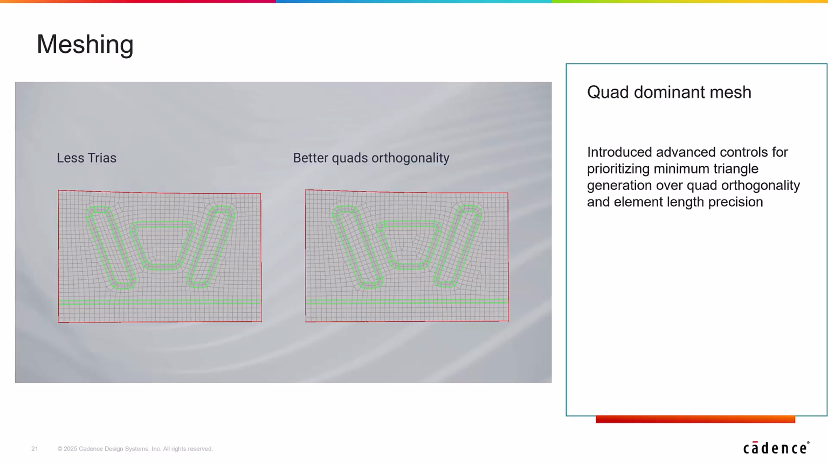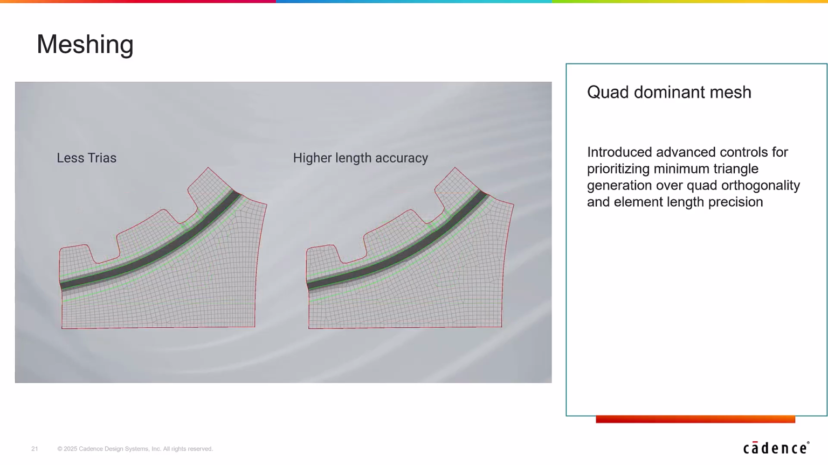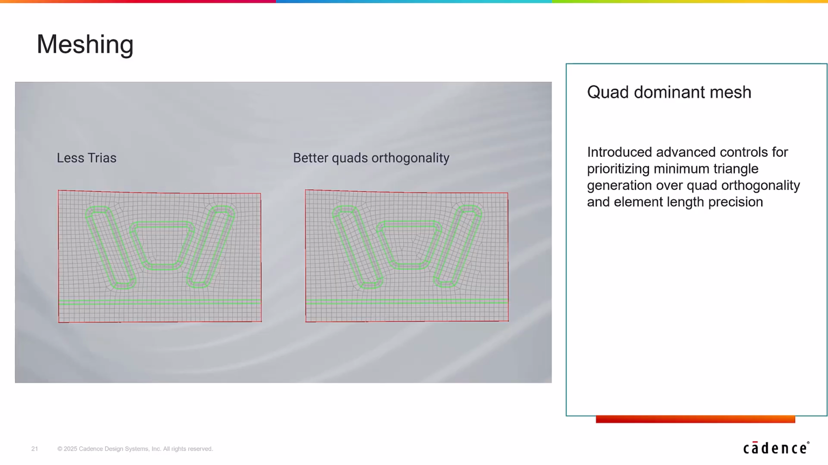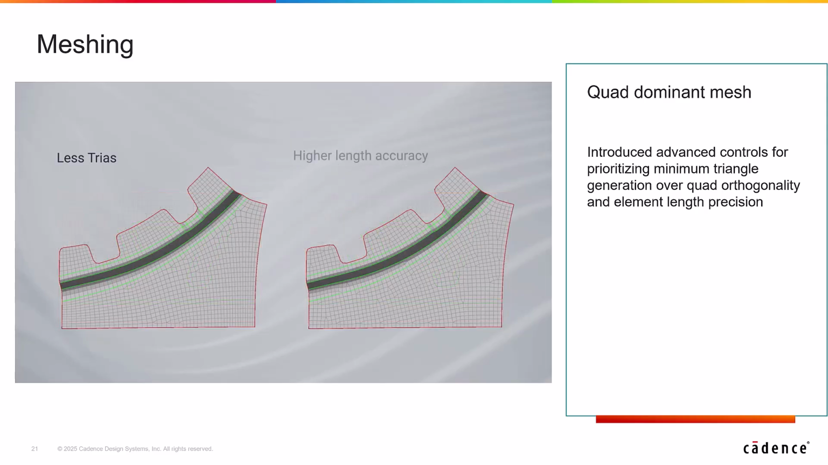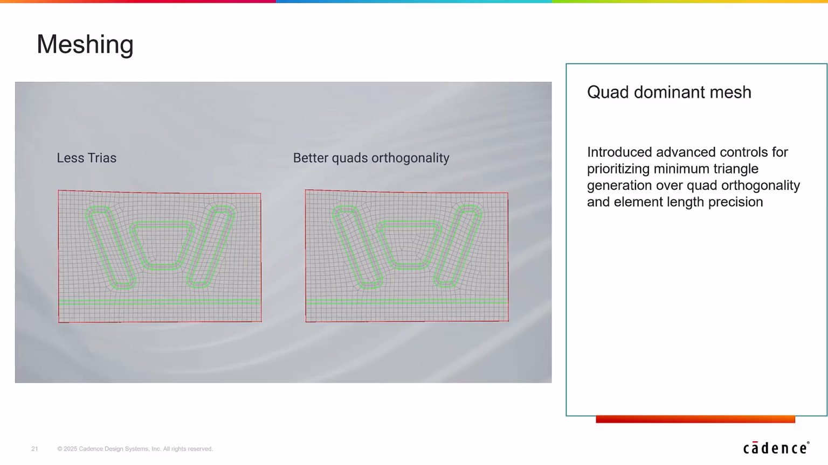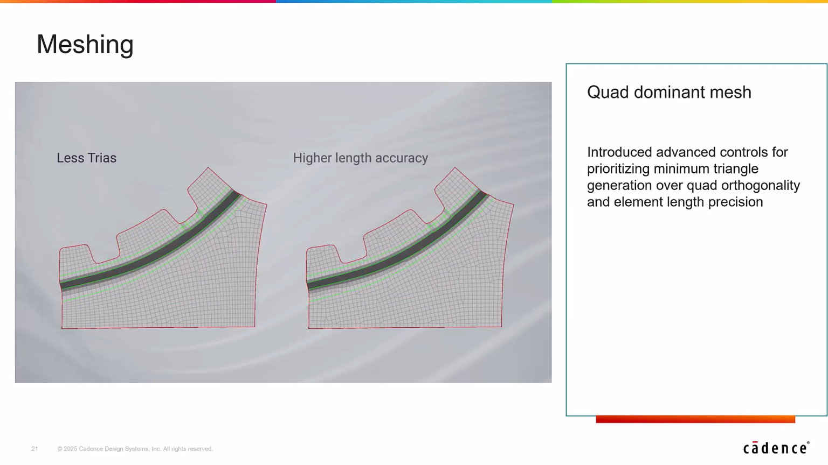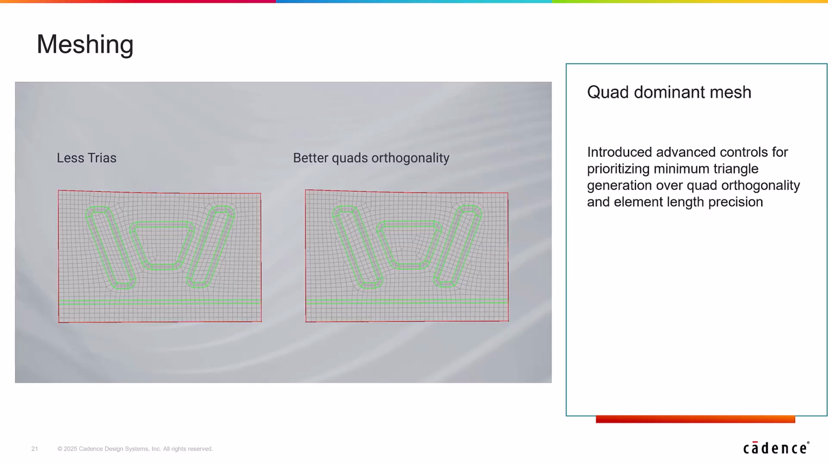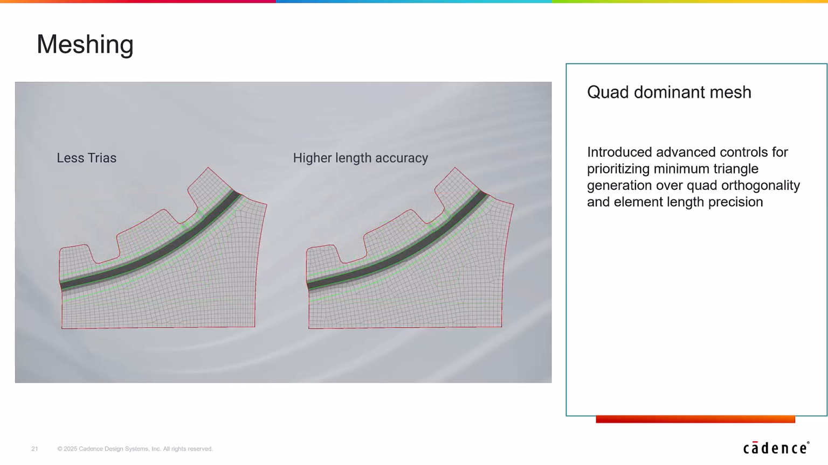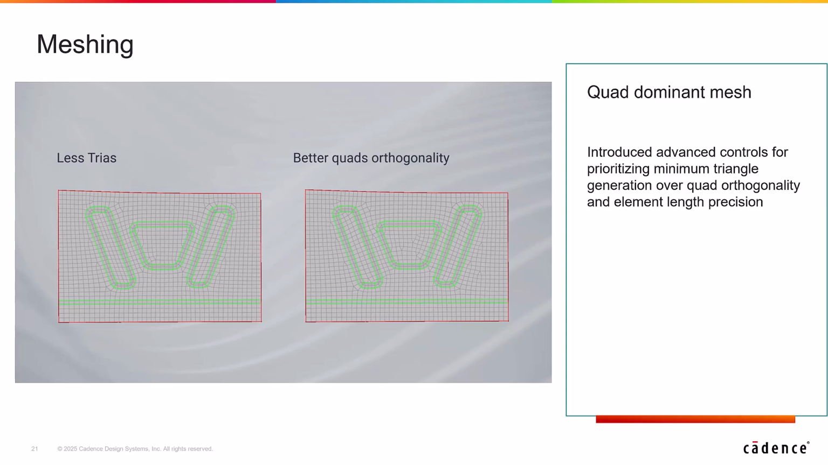We have introduced advanced controls in the quad-dominant meshing process. These controls allow users to prioritize minimizing the number of triangles, with less emphasis on quad orthogonality and element length precision. This gives more flexibility to tailor the mesh quality based on specific project requirements.